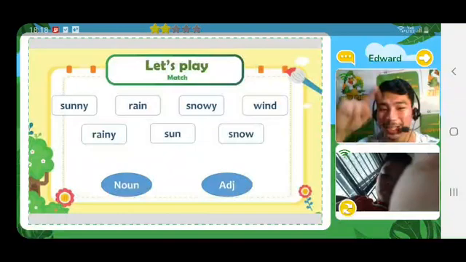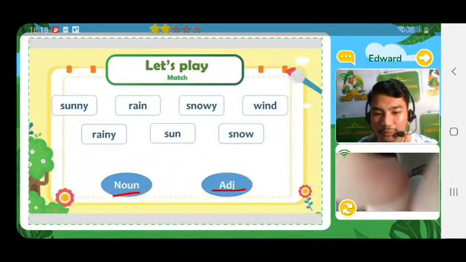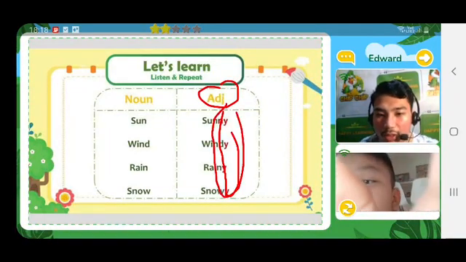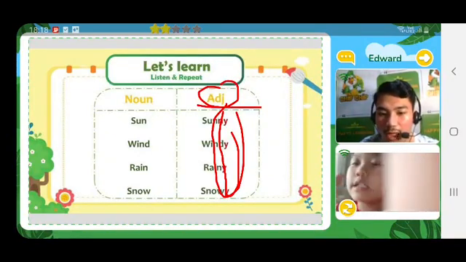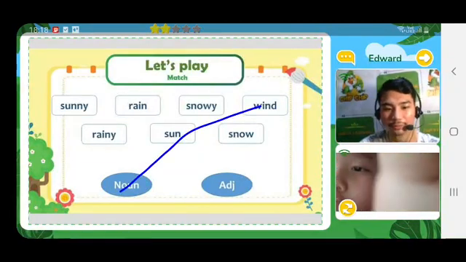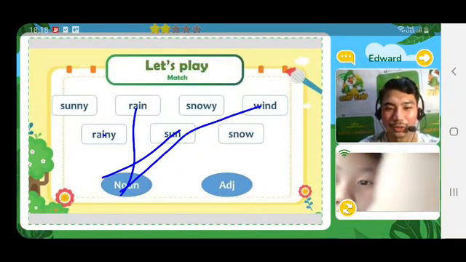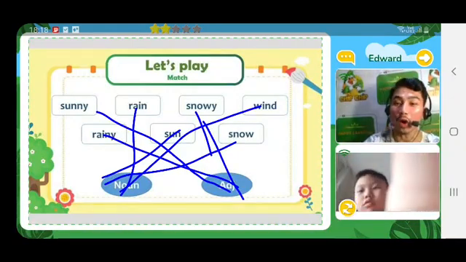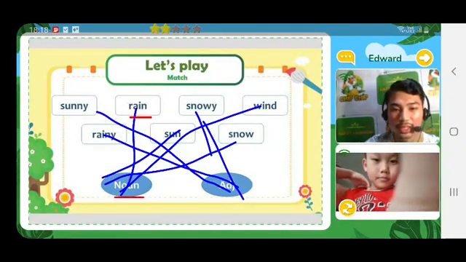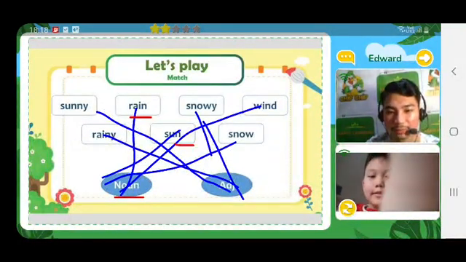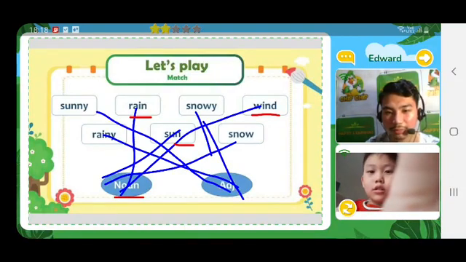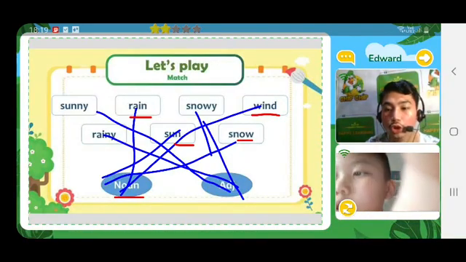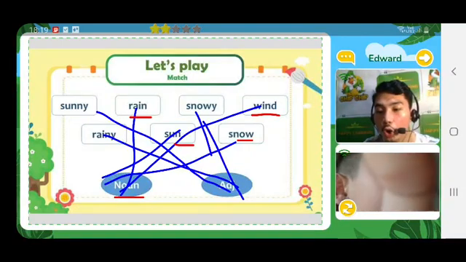Let's try to match them. Noun, adjective. Okay, just like here. Adjective has Y. Okay? Sunny, windy, rainy, snowy. Their adjective. Let's go, Quang Tuan. Whoa, very good. Wow. Okay, now we have here the noun. What's the noun? Rain. Sun. Wind and? Snow. Okay, very good. How about the next one?